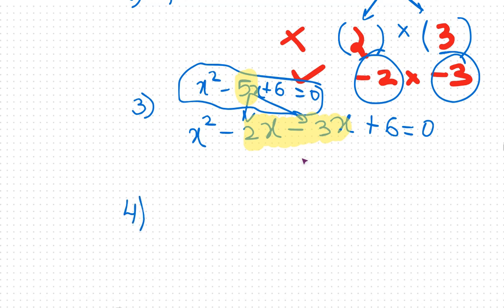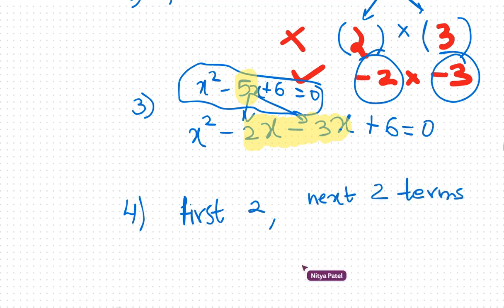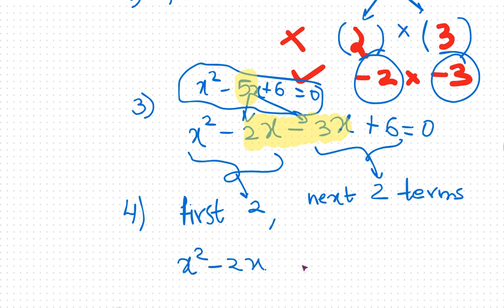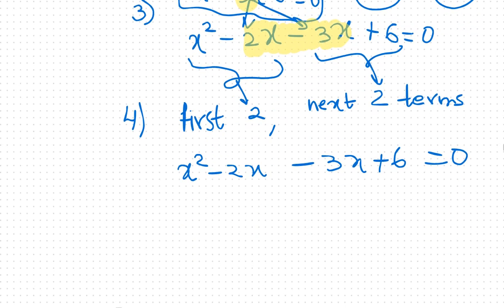Collect like terms. Before that, first two, next two terms. Deal with them separately. First two means these two things. Next two means these two things. Okay. So you write it like this: x square minus 2x minus 3x plus 6, right? So you factorize them individually.